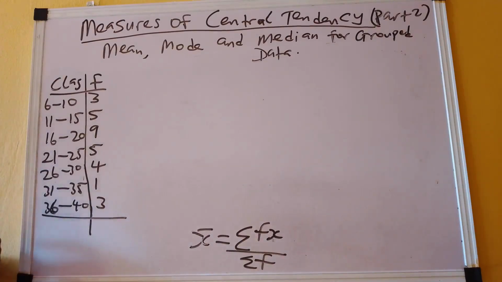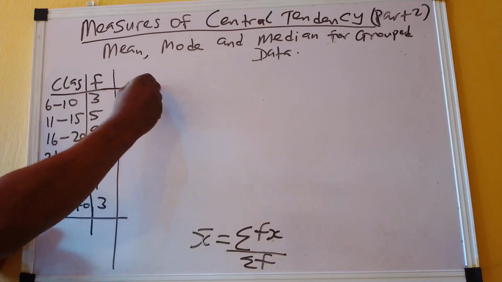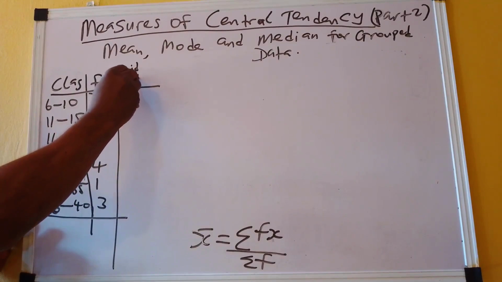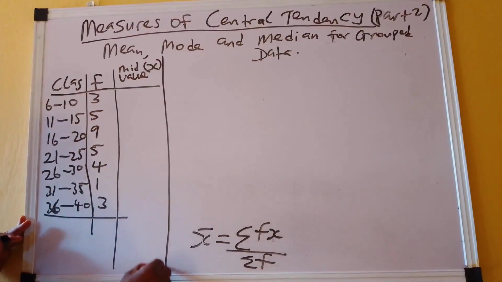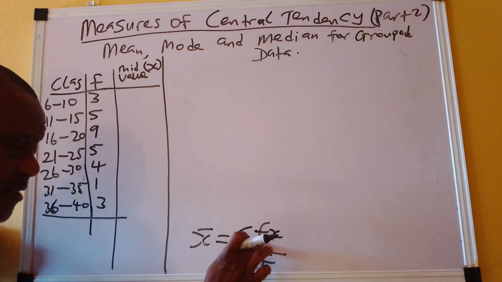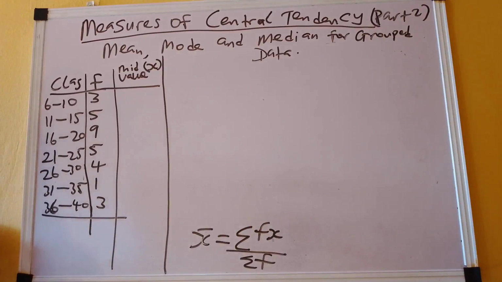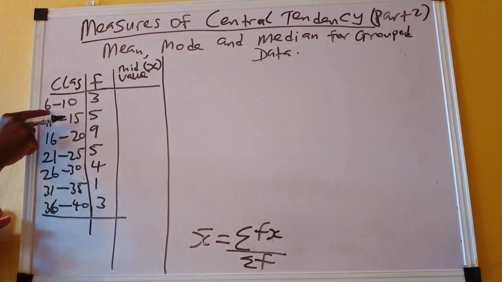The sum of f of x, that means by implication we need a column for x. X is always called the mid value. So we create a column for it. How do I get the mid value, the x values? Because the formula simply means f stands for the frequency, while x stands for the mid value from the class interval. Now the mid value, how do I get the first mid value for this class 6 to 10?